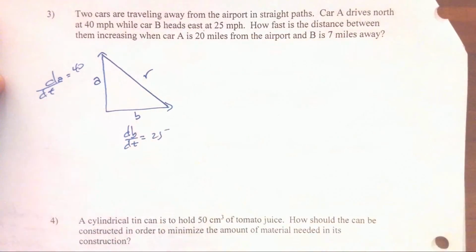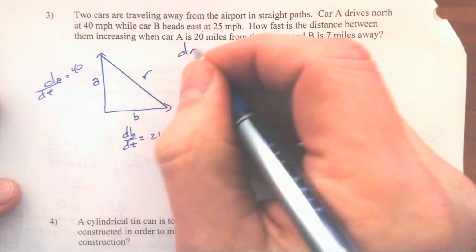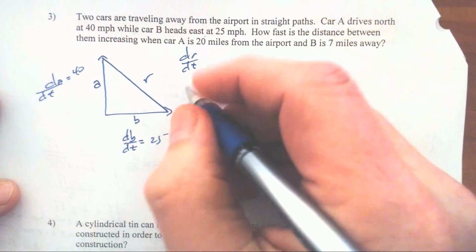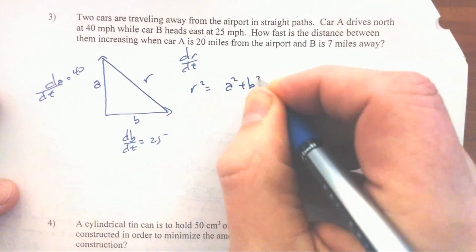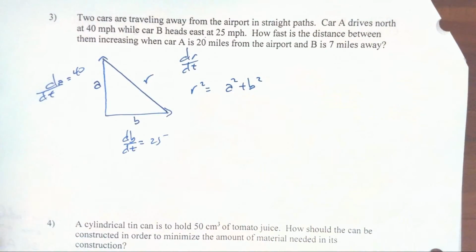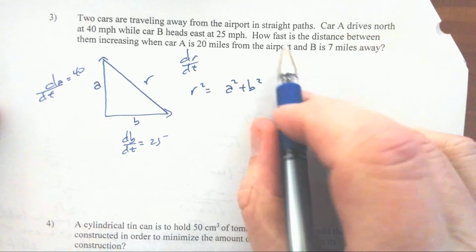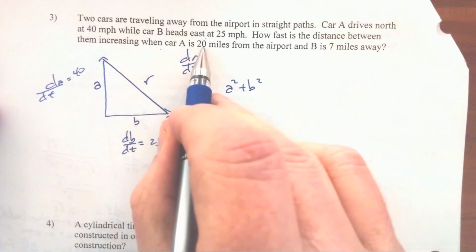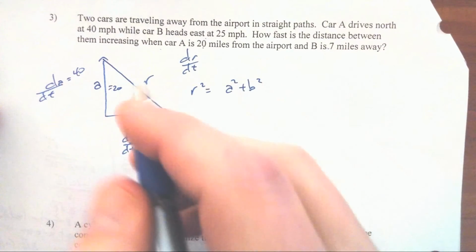I'm going to call this R. So how fast is the distance increasing? I want dR/dt. I want an equation on R. So R squared is A squared plus B squared. I've got some information on A and B. I want to know how fast the distance between them is increasing when A is 20 and B is 7.